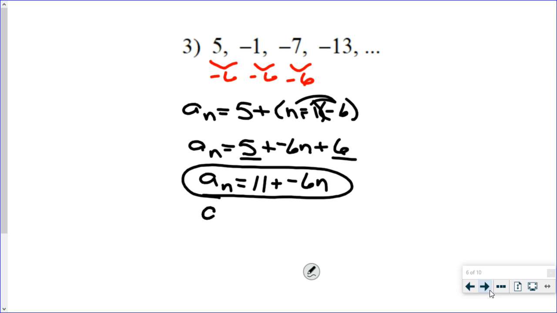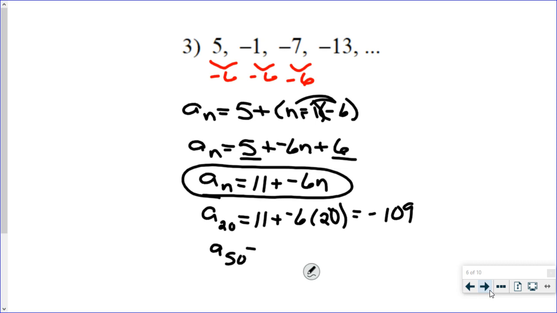If I want the 20th term, once I get that formula, I put a 20 in here, put it in my calculator, and I get negative 109. If I wanted the 50th term, or whatever term, because sometimes the worksheets give you other ones, instead of a 20, I put a 50 there, and I get negative 289. Okay, I think you guys got it.